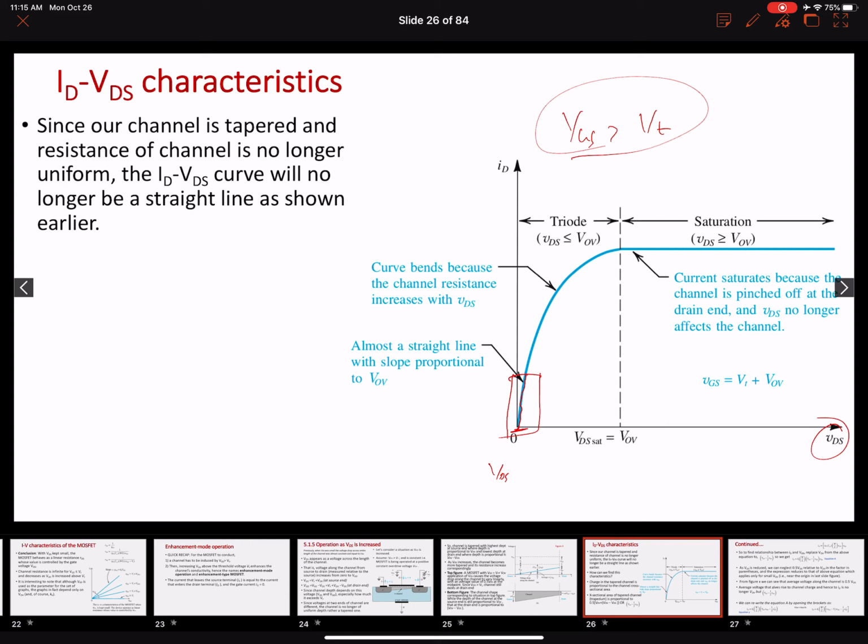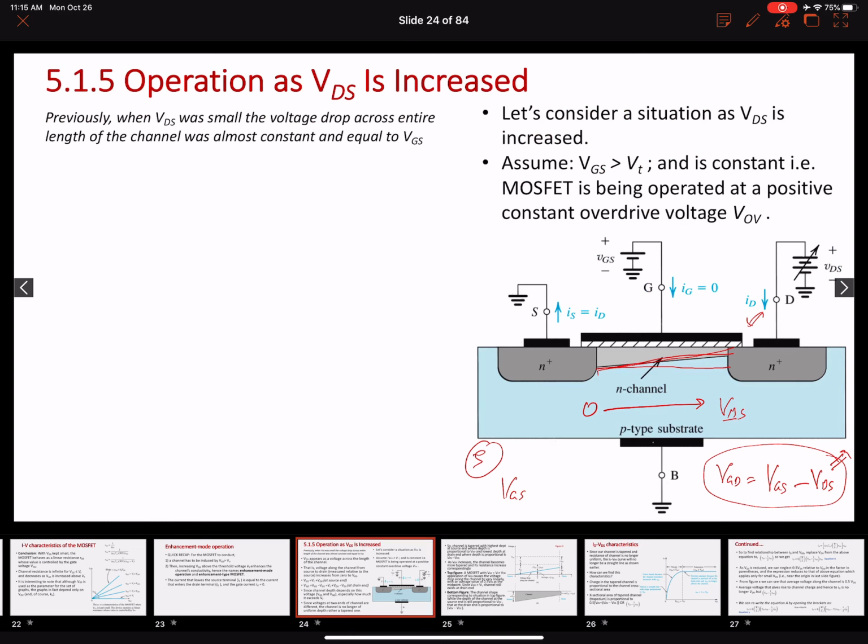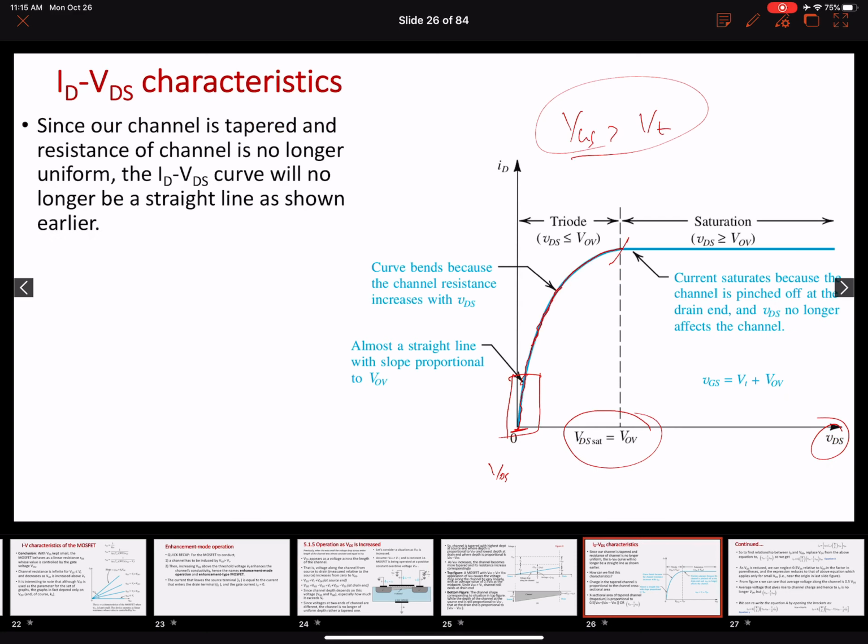Now, as soon as we start to increase the values of the VDS, the resistance no longer remains constant or a linear resistance. It will start to increase. And as the resistance is increasing, the current will decrease. So the current will start to saturate as the VDS is increasing. And a point will come at which the value of the VDS will become equal to the overdrive voltage. When that point comes, the channel gets pinched off over here. So it will hit this point. At this point, the current does not stop flowing. It will still flow. However, it will remain constant.